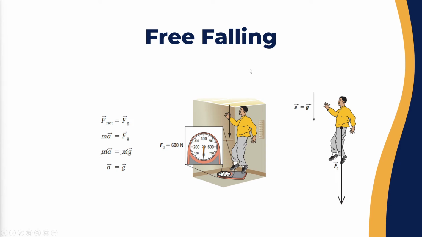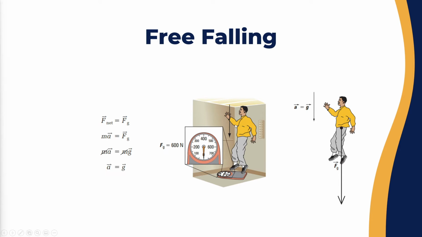Back to the example of the elevator, the student, and the scale. Let's assume that the elevator is attached to a rope, and that rope is exerting force through an electric motor to let the elevator go up and down. What if, when we are at a certain height, we cut the rope of the elevator and the elevator is free falling in that case?